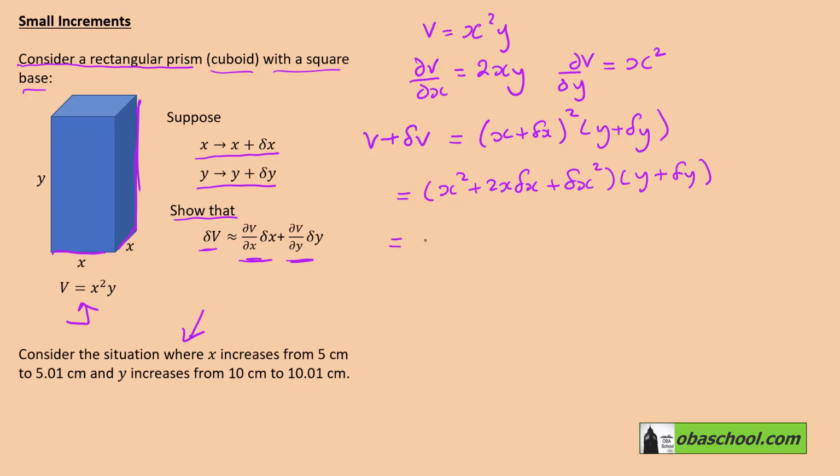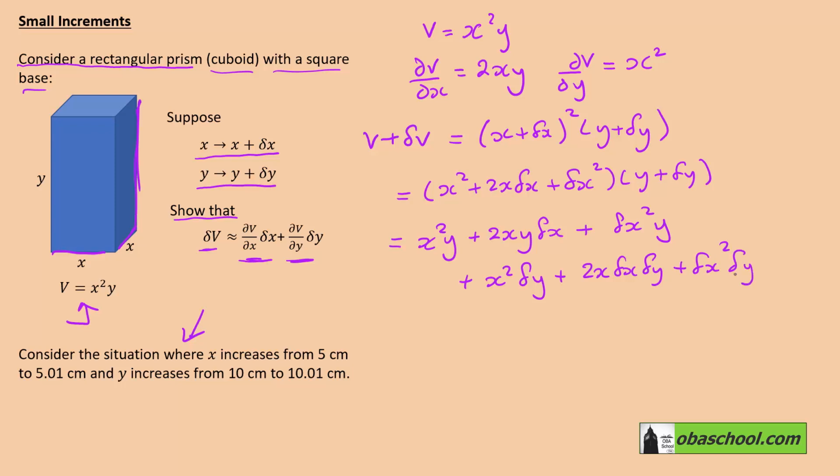Expanding that out gives me x squared y plus 2xy delta x plus delta x squared times y plus x squared delta y plus 2x delta x delta y plus delta x squared delta y.